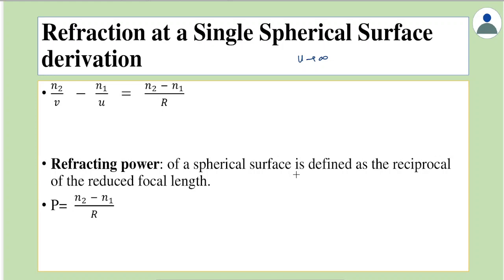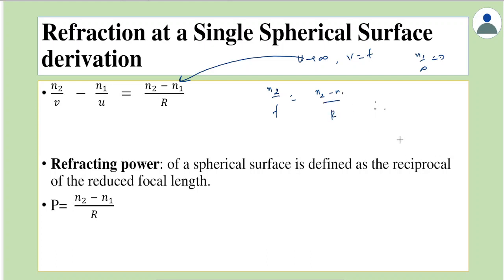For large distances of the object, the light rays would be parallel. And we know that the point where the image is found becomes the focus point, and that would be V. So whenever u tends to infinity, V becomes F. That is the point where the image is formed. Putting these parameters here, what we get would be n2 by F is equal to, because 1 by infinity would be a small number, we can neglect that, because what we have here is n1 by infinity, which is basically 0. It's equal to n2 minus n1 by r.